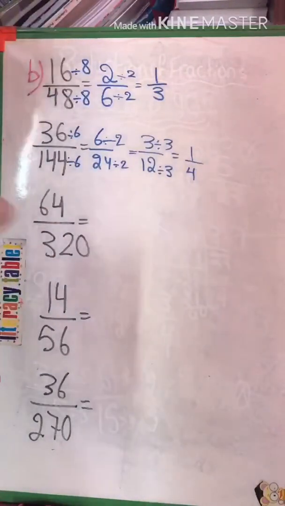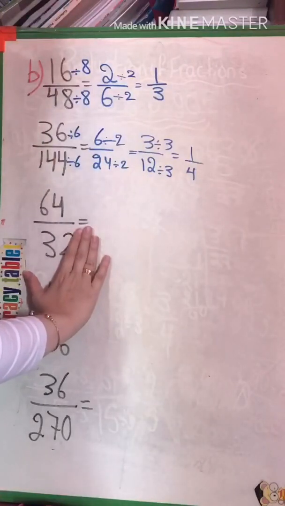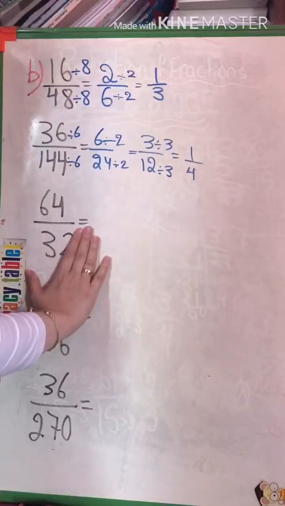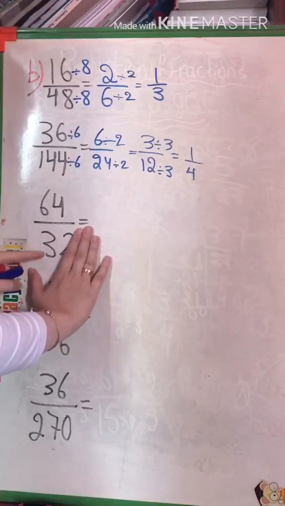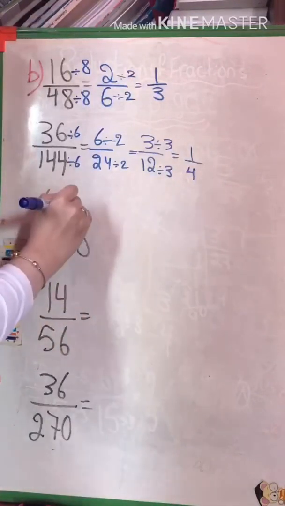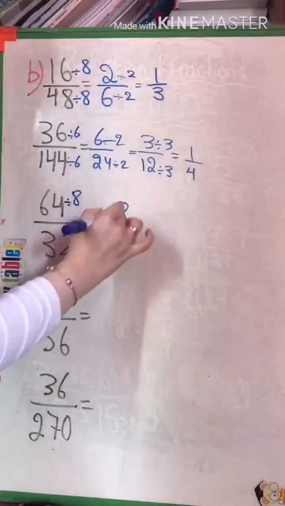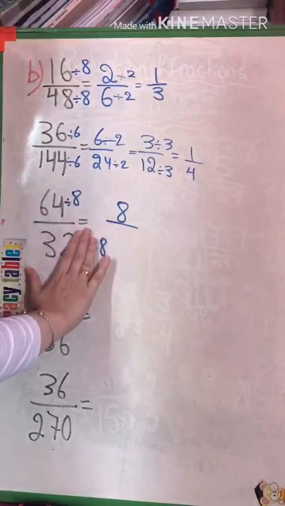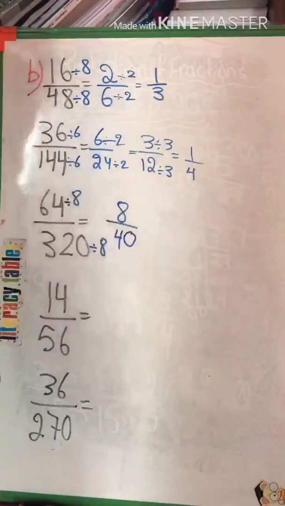Okay, 64 over 320. I will give you a hint. If you see a 0, please hide the 0 to make it easier. 64 is divisible by which number? 64 is divisible by 8. 32, is it divisible by 8? Yes. So, let's divide by 8. 64 divided by 8 gives me 8. And 32 divided by 8 gives me 4. And the 0 will stay.